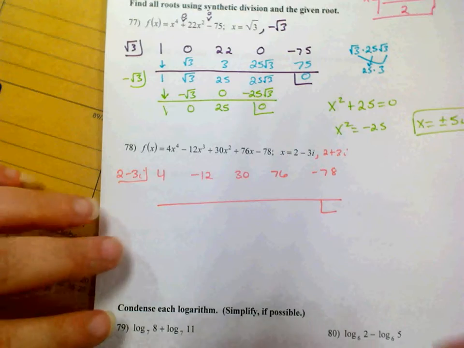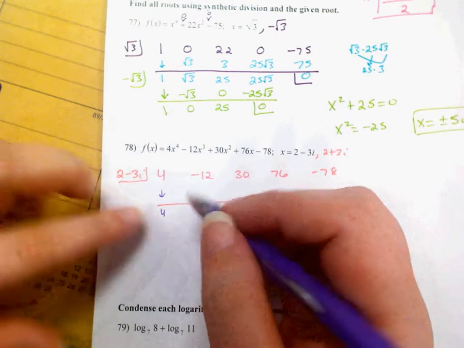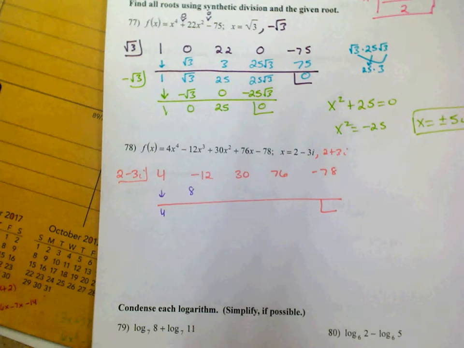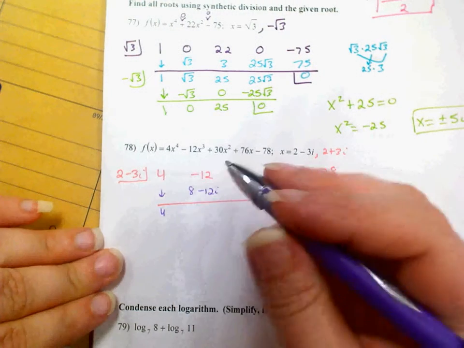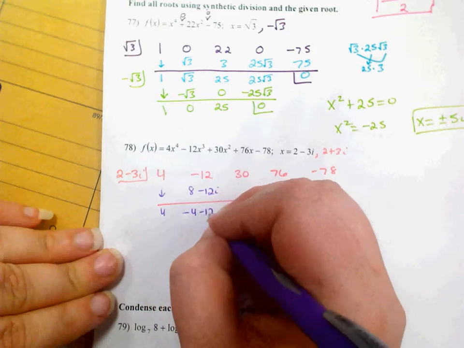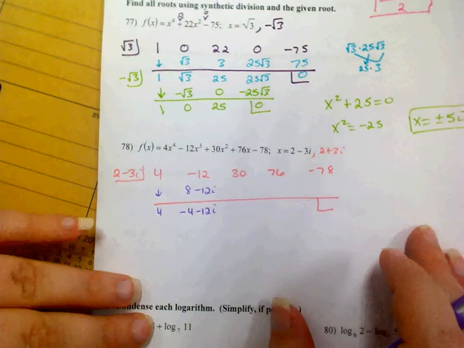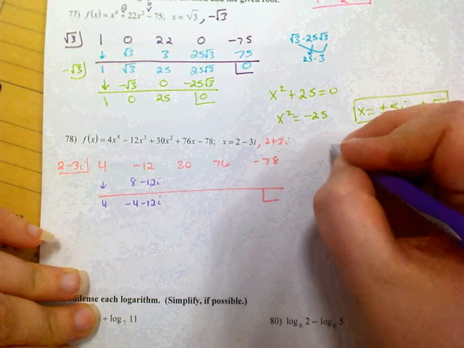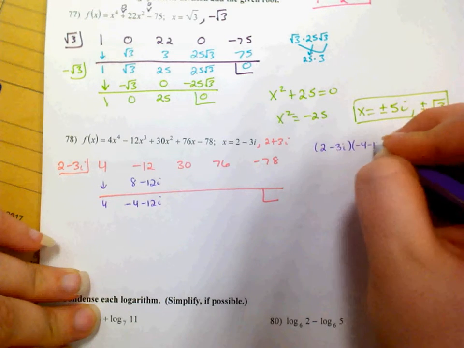Okay, so bringing down the 4. 4 times 2 minus 3i is 8, and then negative 3i times 4 is negative 12i. Combine like terms, real with real, so negative 12 plus 8 is negative 4, and then minus 12i, right? Now I need to multiply 2 minus 3i times negative 4 minus 12i, so I'm going to do that over here. 2 minus 3i times negative 4 minus 12i.